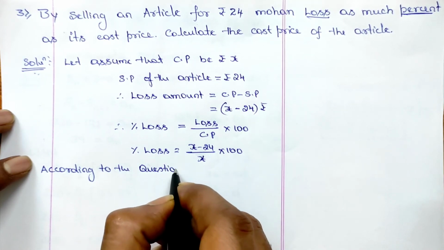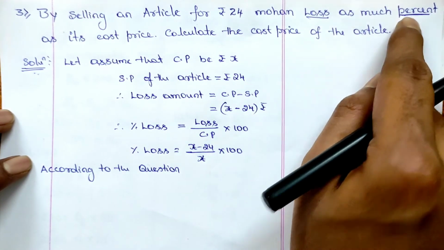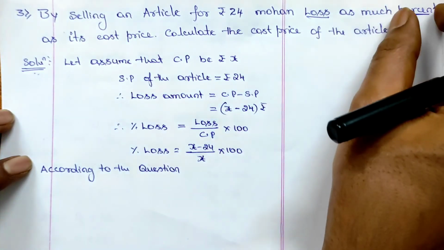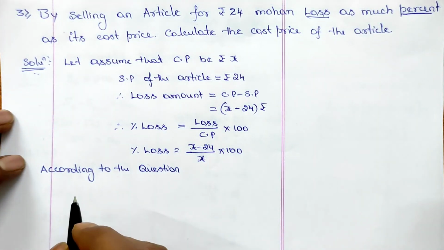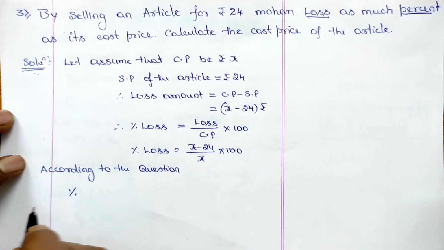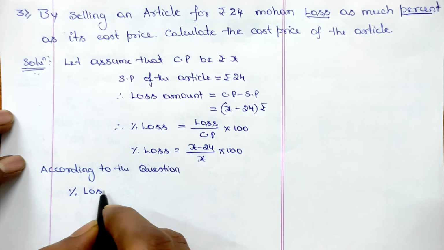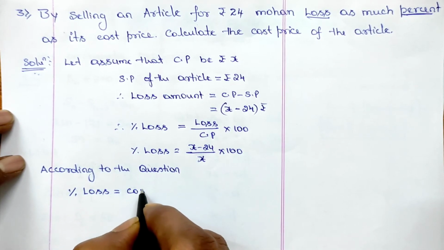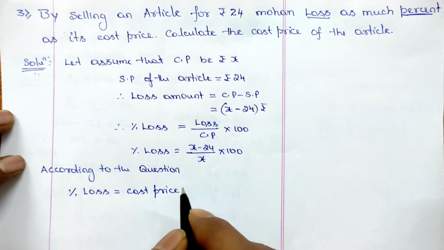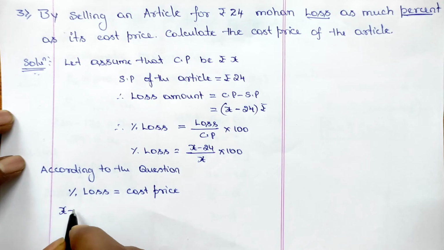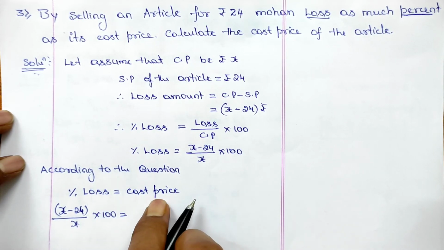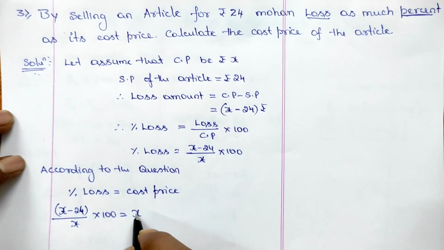very important, this one is loss as much percent as its cost price. That means percentage loss is equal to its cost price, equal to the cost price of the article. So therefore according to the question, percentage loss is equal to cost price. But we know how much percentage loss. Percentage loss is (X minus 24), use the bracket, divided by X into 100, is equal to what is the cost price? Cost price is rupees X.